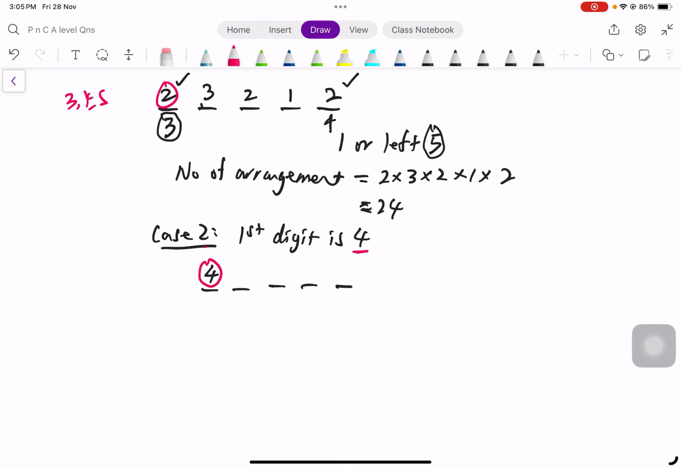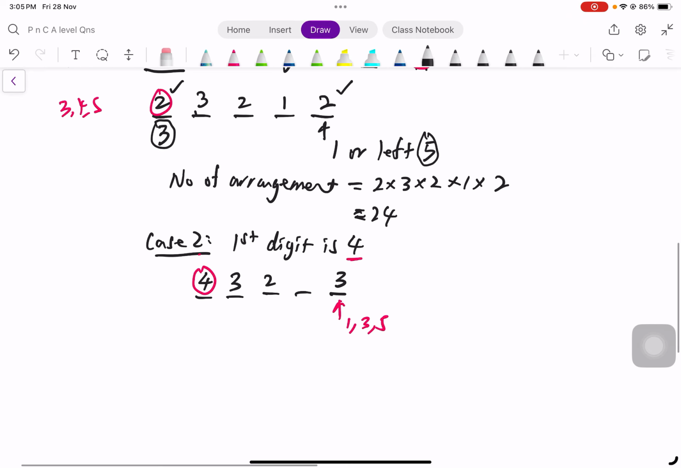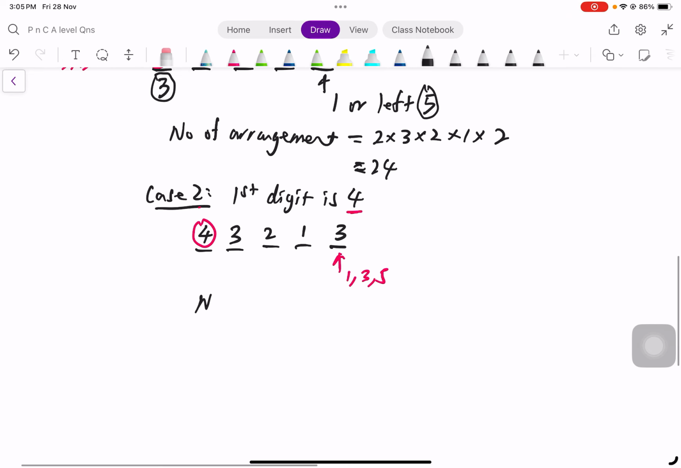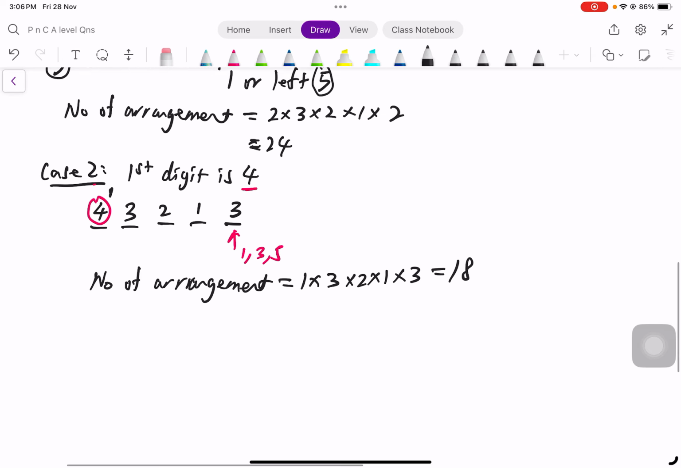In this case, the last digit can be 1, 3, or 5. Therefore, now you have 3 choices, and then you're left with 3 digits. Therefore, this will be 3 choices, 2 choices, and 1 choice. The number of arrangements will be 1 times 3 times 3 times 2 times 1. Take note, this digit 4 means 1 choice. In this case, that will be 18 cases.